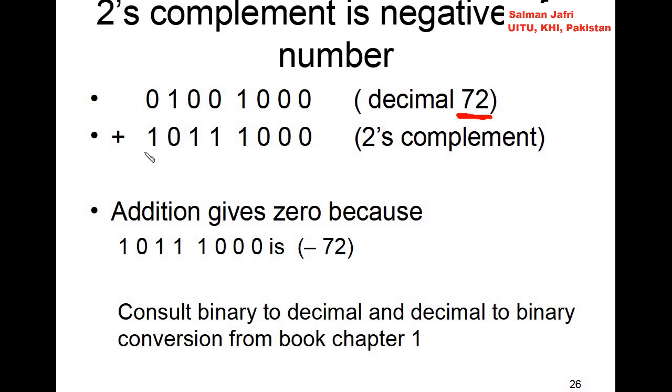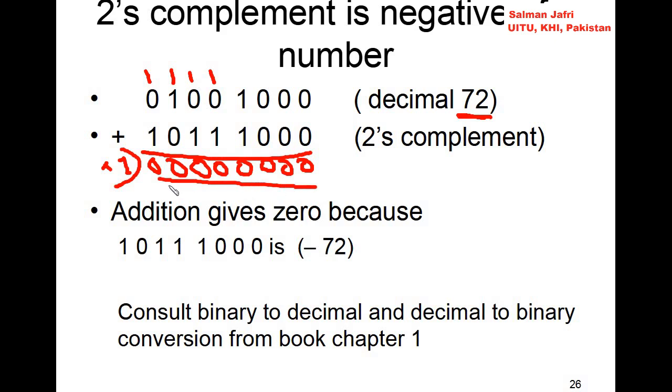So we agree that 2's complement is the negative of the number. So what would happen when we add these numbers together? 0, 0, 0, 0, carry 1, again 0, carry 1, 0, carry 1, 0, carry 1, and 0 and carry 1. So this carry would be ignored, and this would be basically the 0 result we are talking about. So addition gives 0 because this number, which was the 2's complement, is the negative of the number which was plus 72.